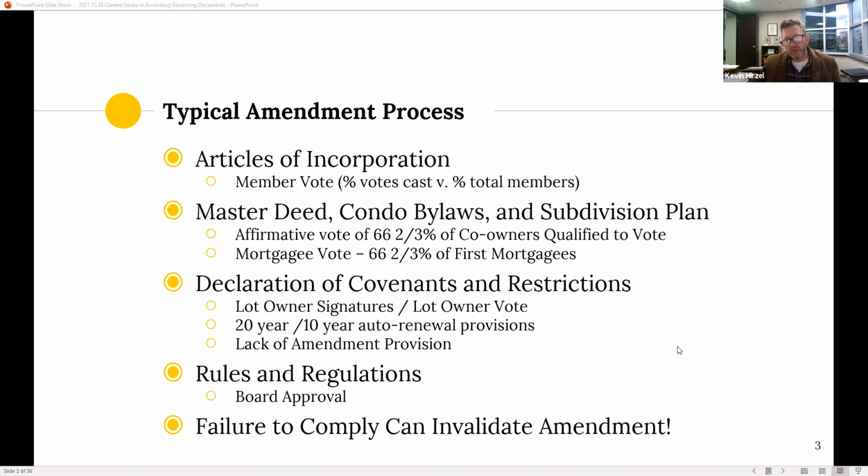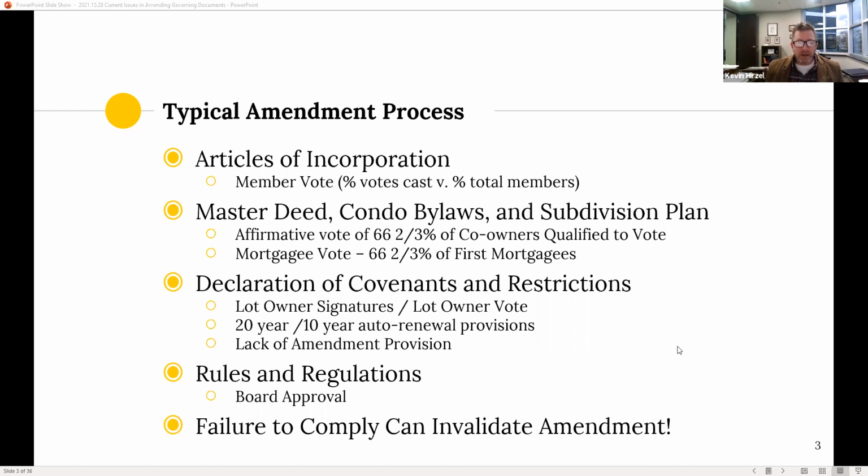In large part, the articles of incorporation have what should be considered relatively non-controversial items. They deal with the behind-the-scenes functioning of the corporation. As part of the amendment process, they're usually the easiest to amend because they don't necessarily affect people on a day-to-day basis, but they do help from a structural standpoint with the corporation itself.